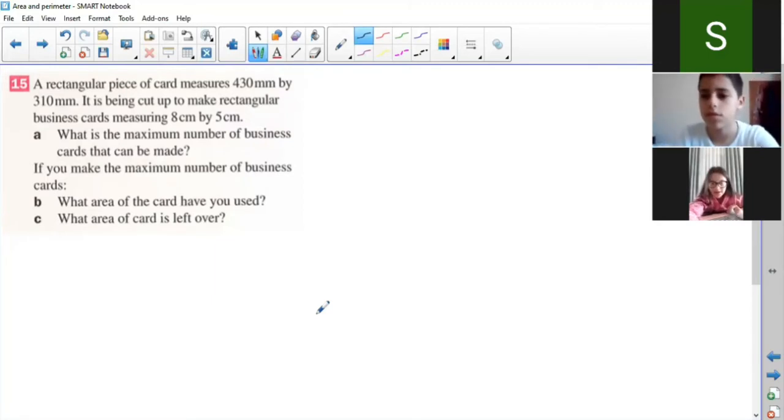B. If you make the maximum number of business cards, what area of cards have you used? C. What area of cards is left over?